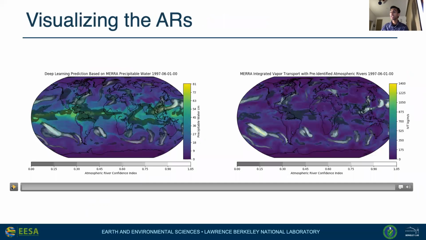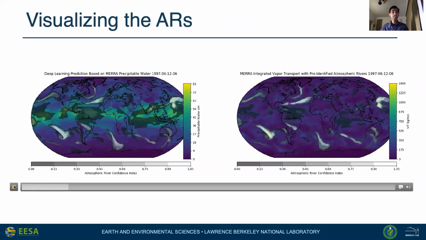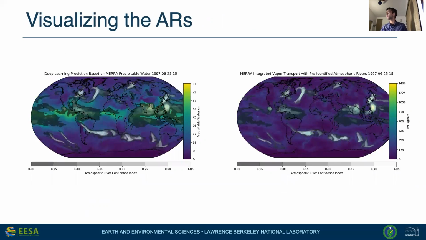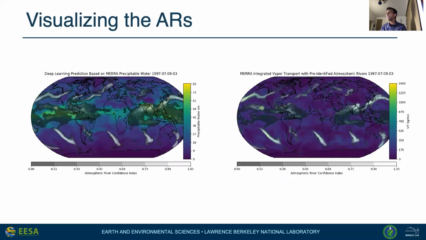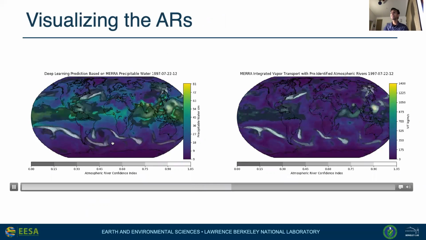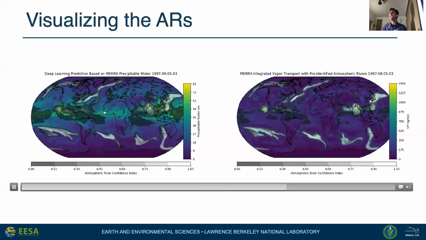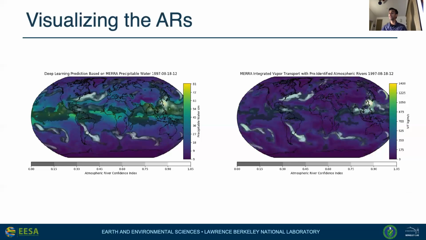Here is a video illustrating how these detections vary across time. The left is a deep learning prediction based off precipitable water, and the right is a deep learning prediction based off of integrated vapor transport. Clearly, the uncertainty for precipitable water is higher, especially in the tropics, but the areas of high confidence roughly match regardless of the input field.